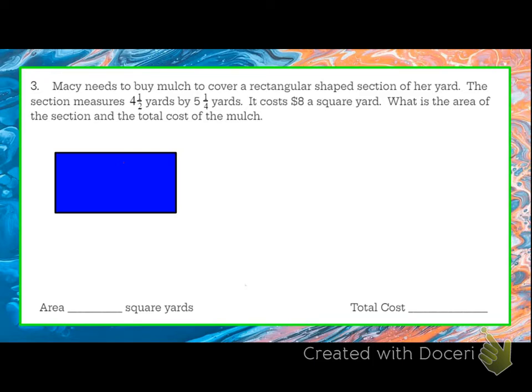So Macy needs to buy mulch to cover a rectangular shaped section of her yard. The section measures 4.5 yards by 5 1/4 yards. It costs $8 a square yard. What is the area of the section and the total cost of the mulch? So again, we're looking for area and we're looking for total cost.